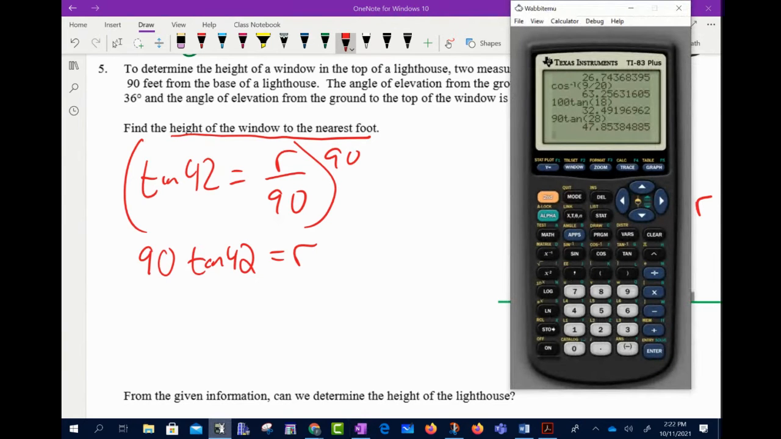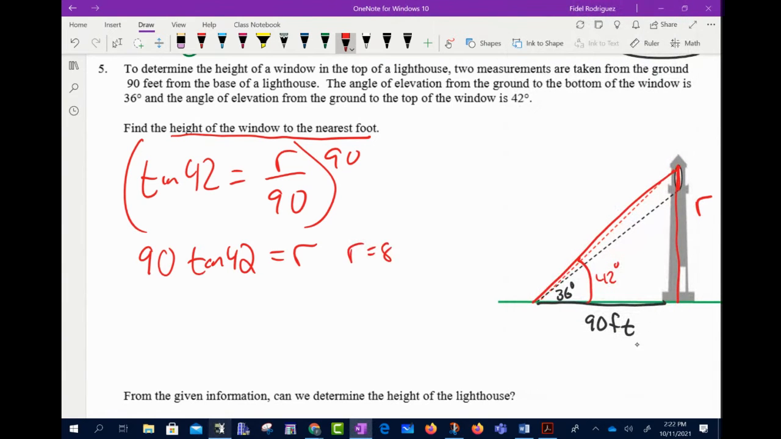So again, I'll pull up my calculator. We're going to go 90 tangent of 42. Okay, so I'm coming up, y'all coming up 81? 81 feet. Okay. And then let's go with this triangle right here.